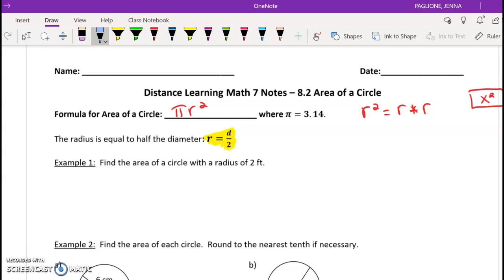All right, looking at our first example. They want us to find the area of a circle with a radius of 2 feet. So area is pi r squared. So 3.14 times 2 squared. Remember, you can also do 3.14 times 2 times 2. You'll get the same answer, or you could use the squared button in your calculator.